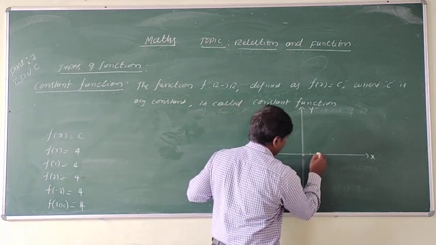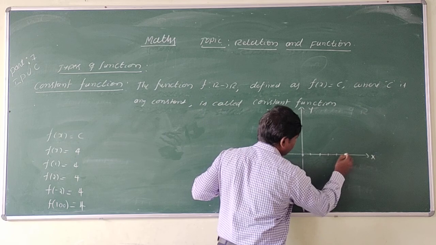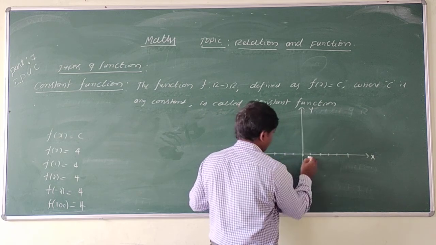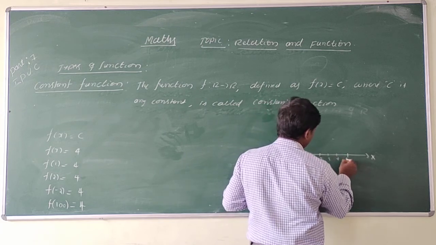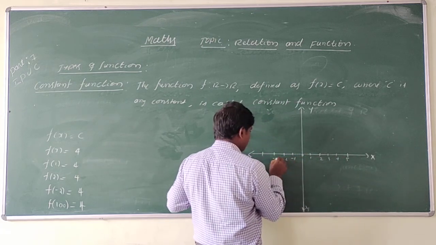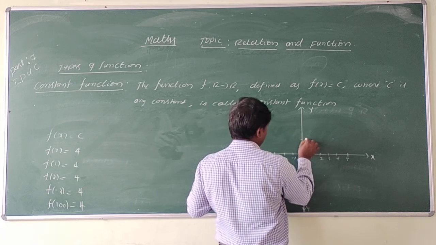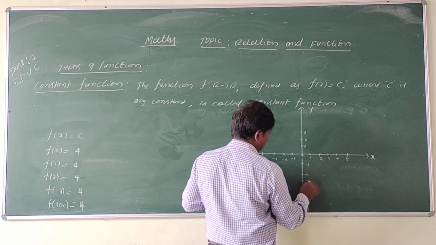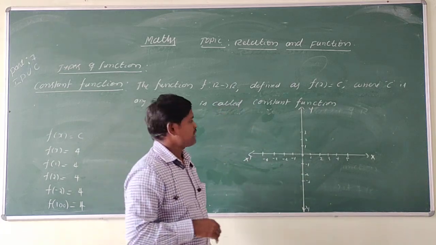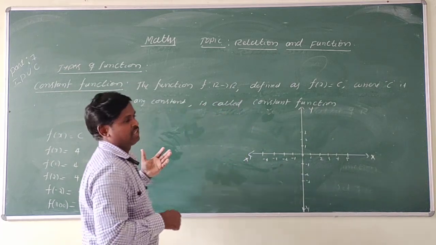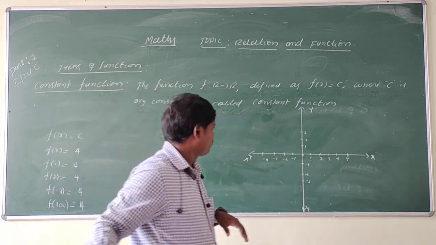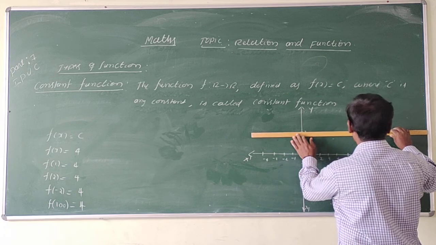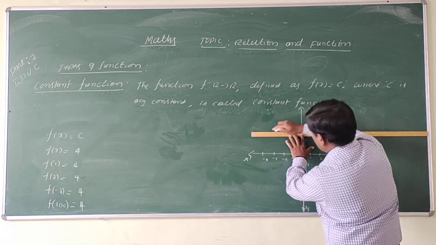I am taking 1, 2, 3, 4, 5, minus 1, minus 2, minus 3, minus 4 on the axes, and 1, 2, 3, minus 1, minus 2, minus 3 on the other axis. Suppose I take f of x is equal to c, where c is a positive number.